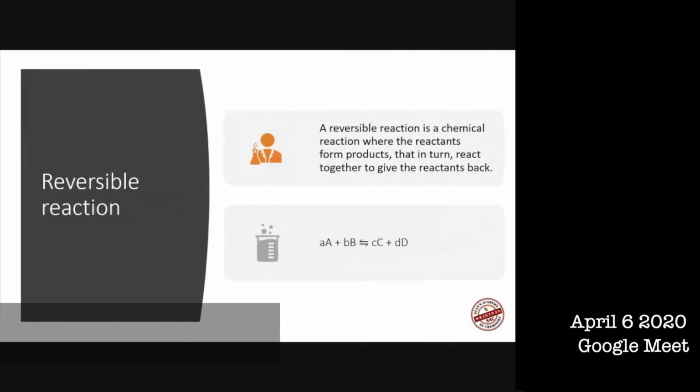Now, the definition of a reversible reaction. It's a chemical reaction where the reactants form products that in turn react to give the reactants back. So that's what we're looking at. If you look at the equation given here, A and B can react to give you C and D. And again, C and D in turn can react to give you A and B. And you will see that the arrow used is two half arrows, one indicating the forward direction and the other indicating the backward direction. That is called the reversible reaction representation, or we call it a double-headed arrow.